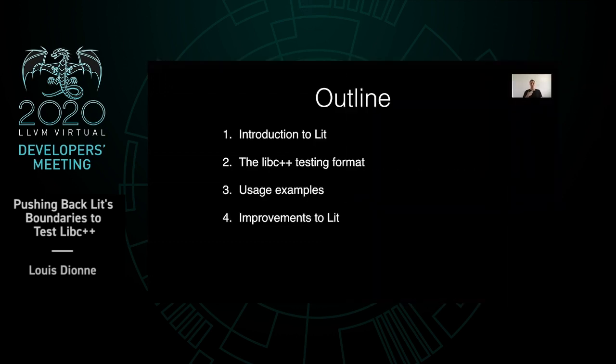So first, I'm going to give an introduction to lit, and I'm going to introduce some of the concepts behind lit for people who might not be familiar with the tool. Then I'm going to explain the Libc++ testing format, which basically is the link between the test suite and lit itself, which is just a test runner. Then I'm going to give some usage examples of the new Libc++ test format. And finally, I'm going to close with some improvements that we've made to lit as part of this work.